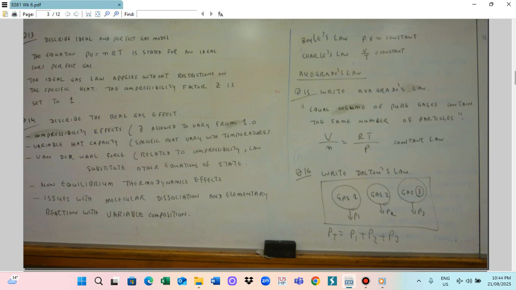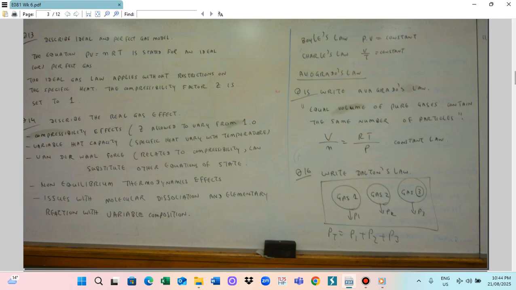This means the law of partial pressure. So the gases are in the same container. Here this is gas 1, here gas 2, here gas 3. Gas 1 has the pressure P1, gas 2 has the pressure P2, and gas 3 has the pressure P3. So for the whole container, the total pressure is PT.